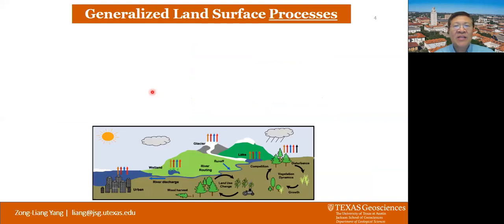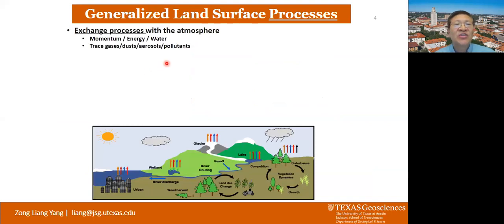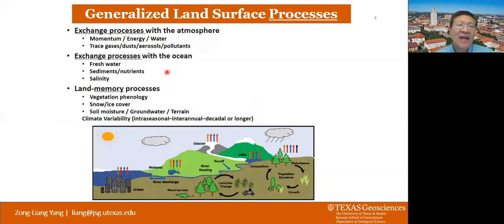Generalized land surface processes include exchanges with the atmosphere and exchanges with the ocean, and land has a memory. This is one of the overlooked processes when we talk about land. The snowpack, vegetation, soil moisture, groundwater, etc. exert different controls on different time and space scales. Because of this, we are able to predict weather and short-term climate by keeping the land memory in mind.